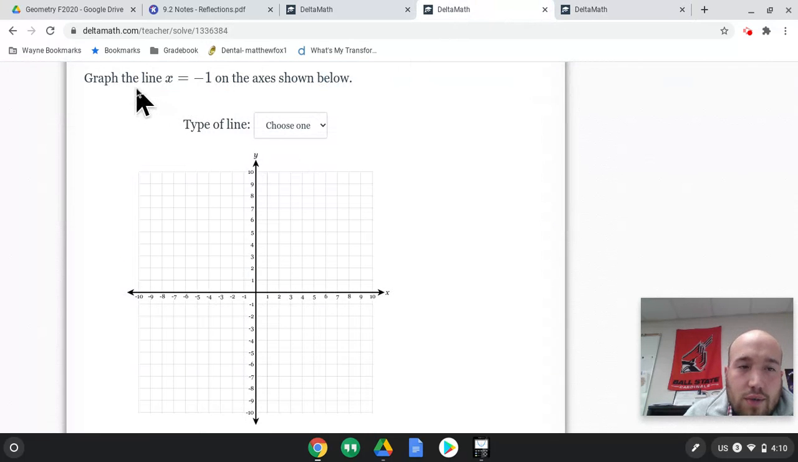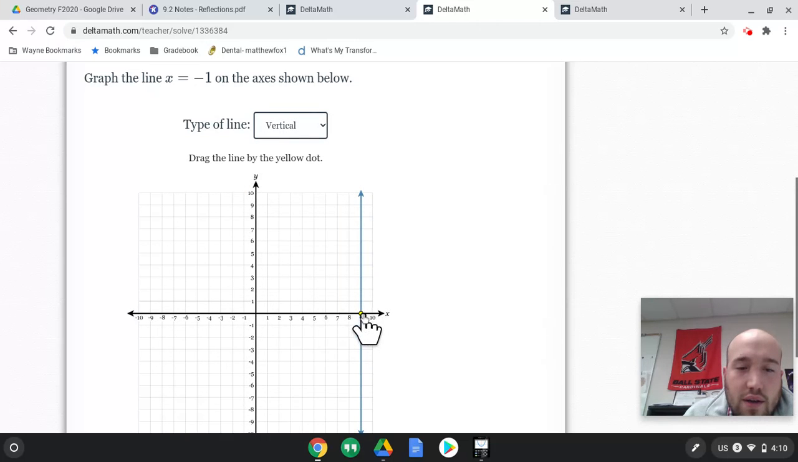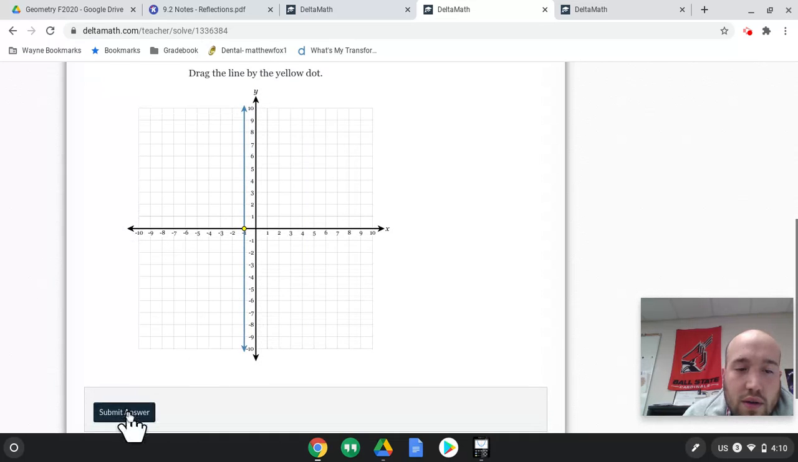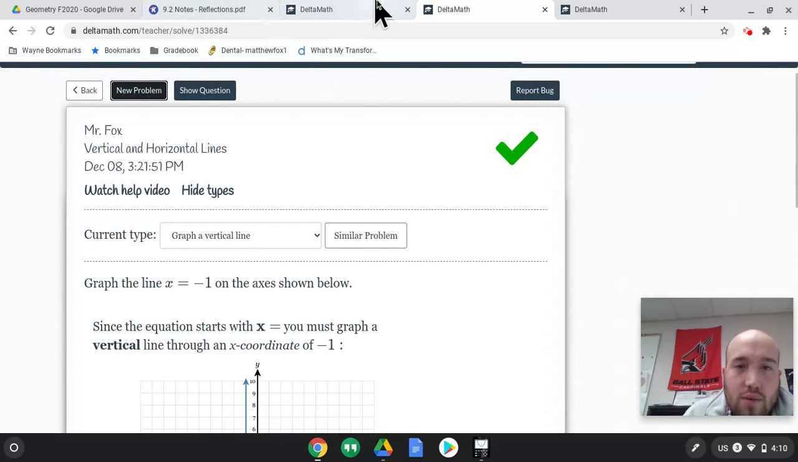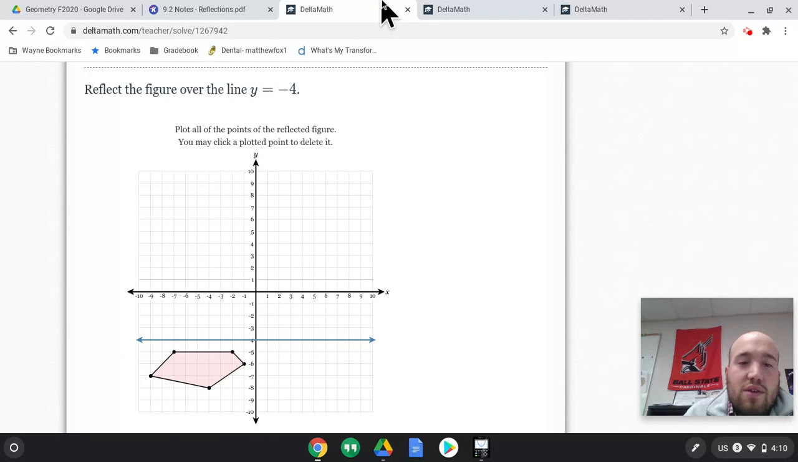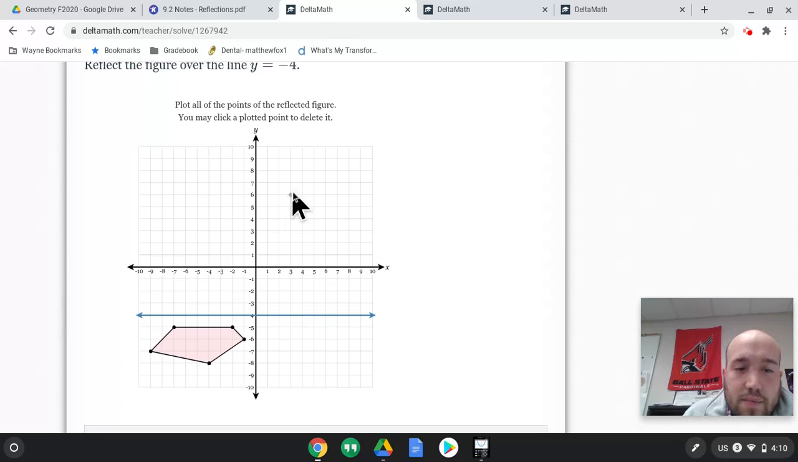Okay, this next one, what if it was asking us to graph the line x equals -1? So we know that'll go through the x-axis, so that would be a vertical line. And now I need to drag that over to -1, let it go, submit our answer, and yes, we got a check mark. Now the final type I want to talk about, this is pretty easy because the line's already drawn for us. We just need to plot it over that line.